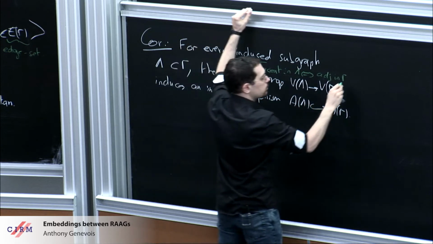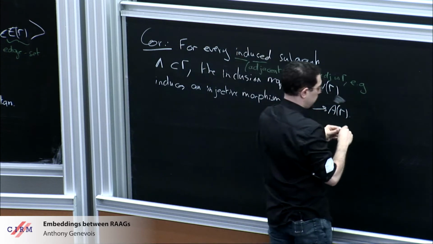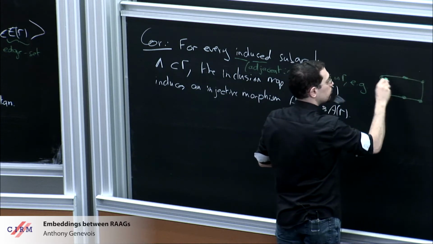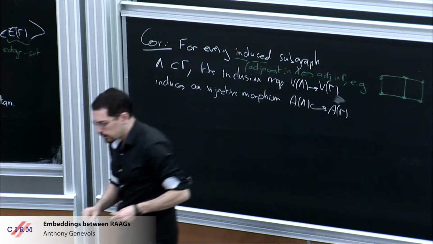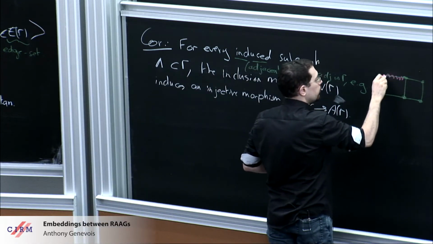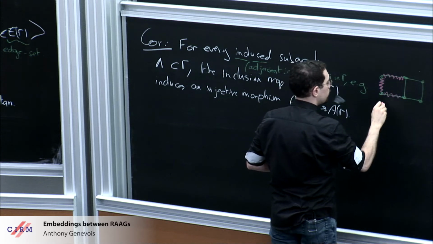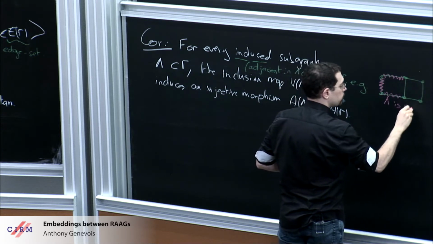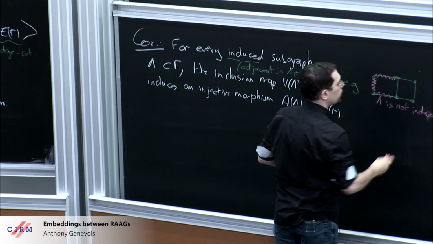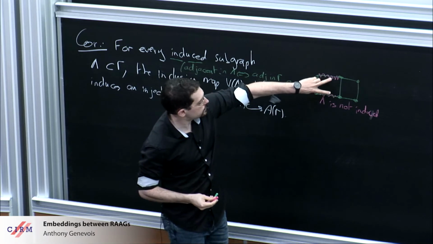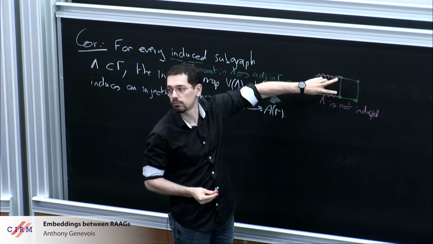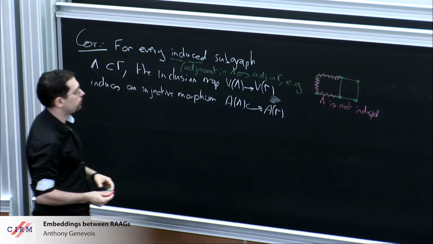So for instance, if I take this graph and if lambda is this subgraph, lambda is not induced, because I have two vertices that are not adjacent in lambda, but they are adjacent in gamma. Okay? It's not an induced subgraph.